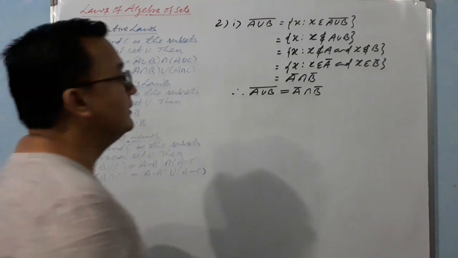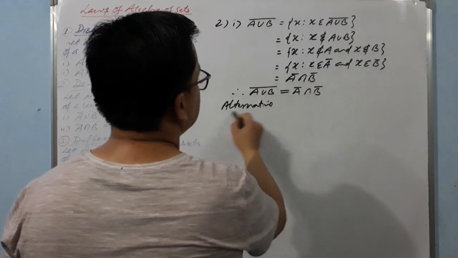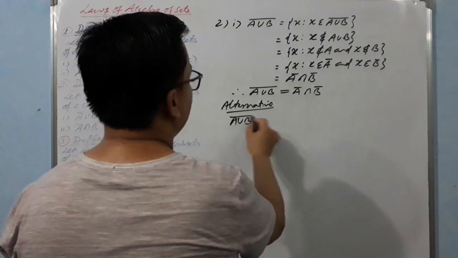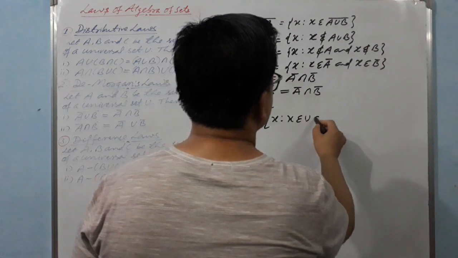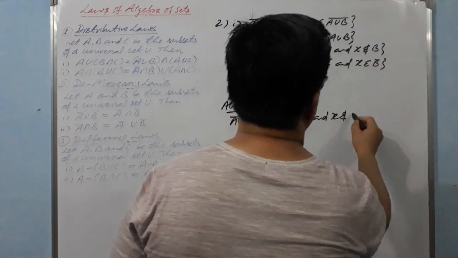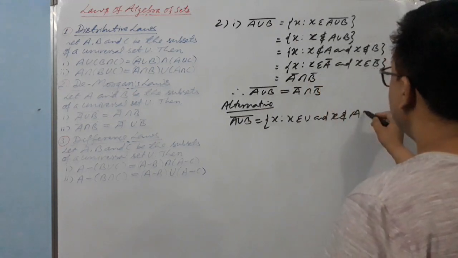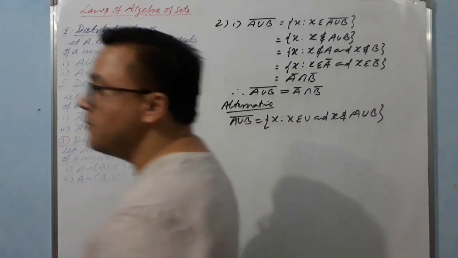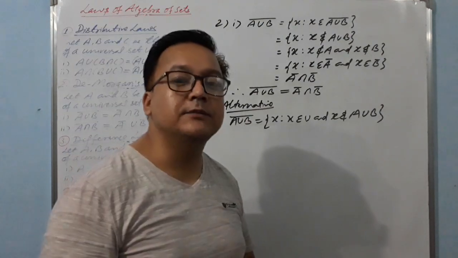Now I'm going to tell you another alternative proof of this. So see, A union B whole complement, we can write this way also. X such that X belongs to U and X does not belong to A union B. If you think about where I have written this, I have just used the definition of the complement.